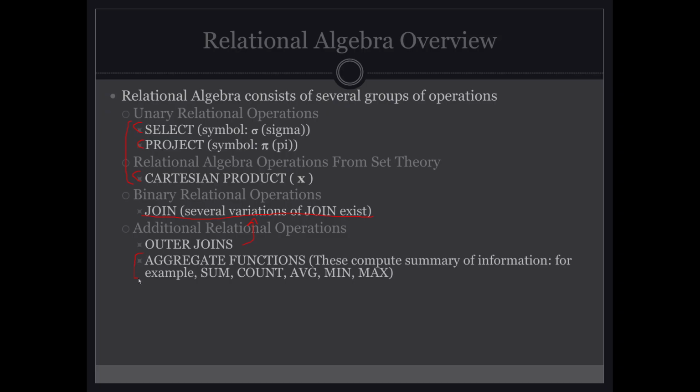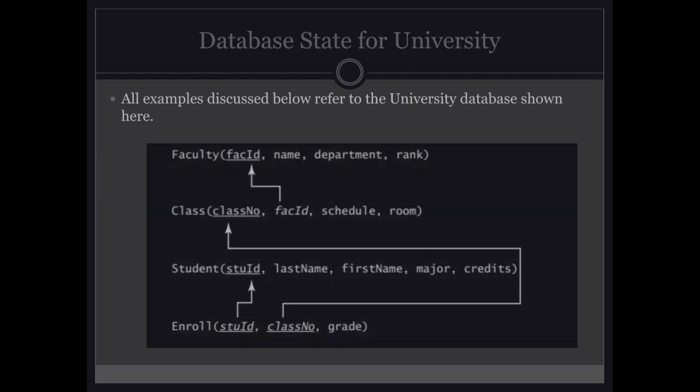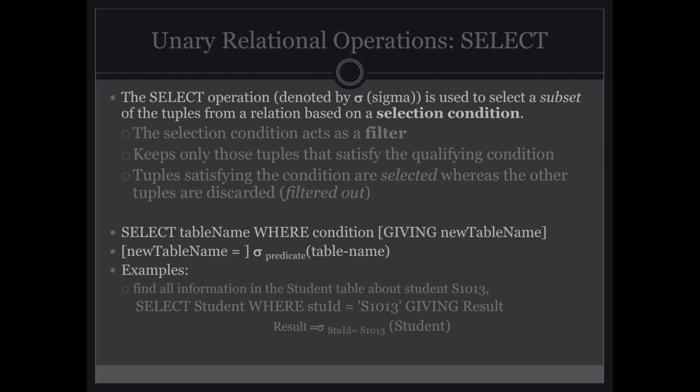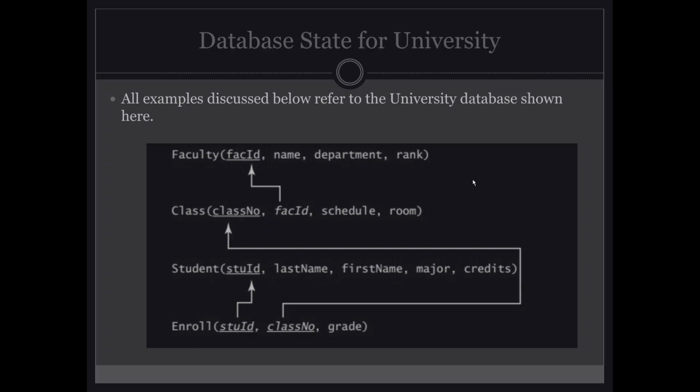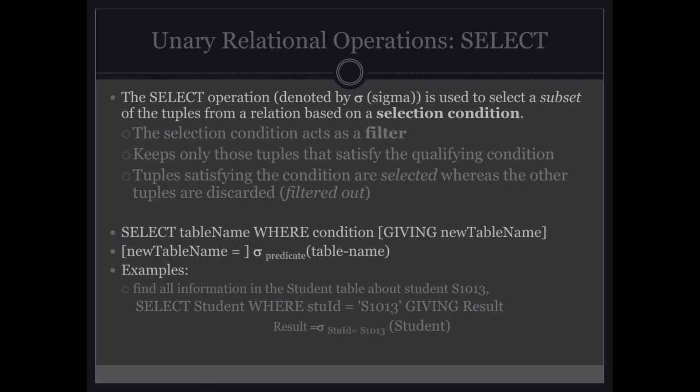And then when it comes to the aggregate functions, these compute a summary of information, for example, the sum, count, average, minimum, maximum, whatever. Now these are not quite theoretical things like these, but they're also useful in getting specific information out of the data. Remember from lecture 1? The examples in this lecture are going to be based on this database that we already looked at. So just keep that in mind, may be useful for the examples.